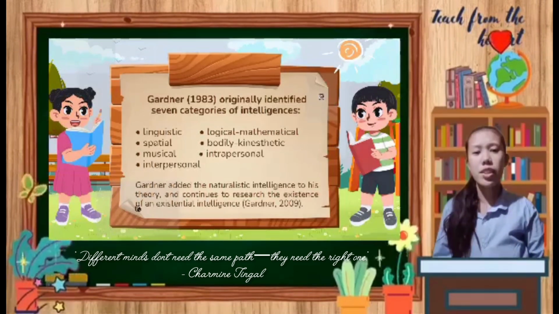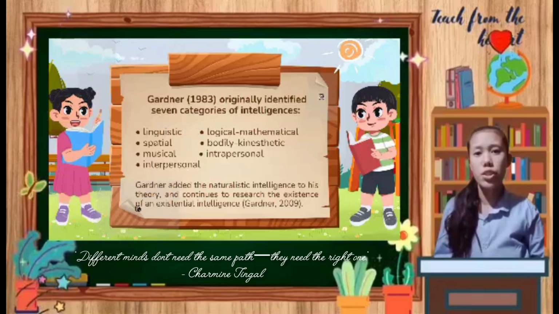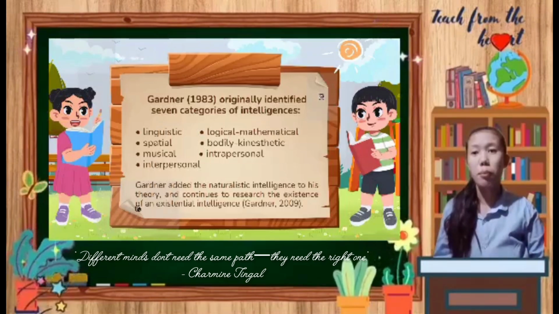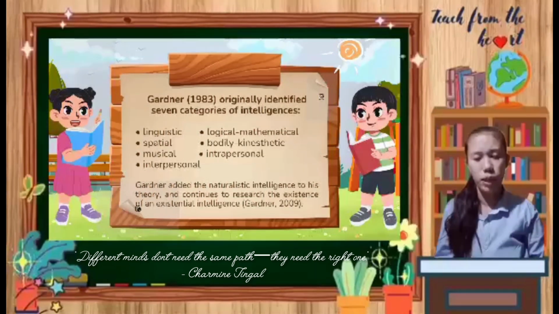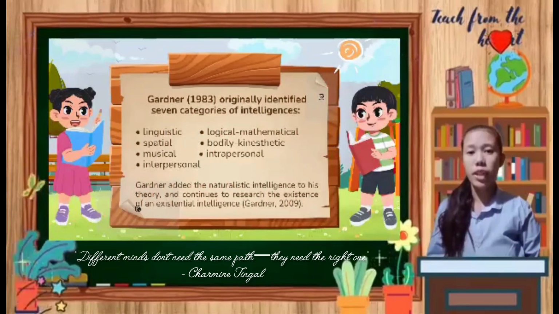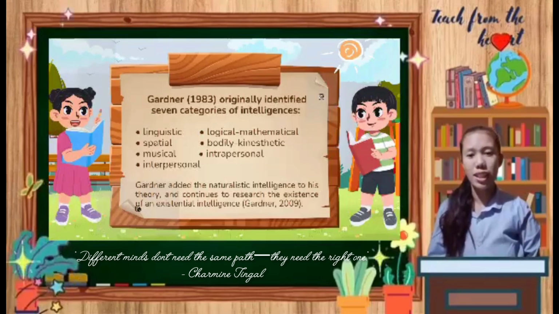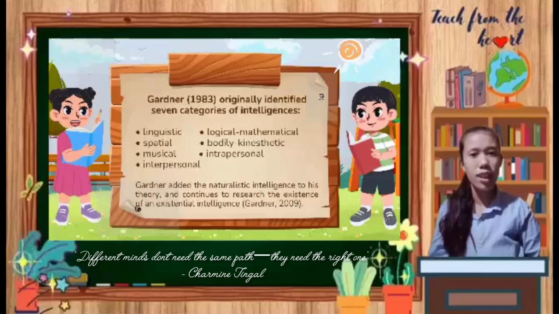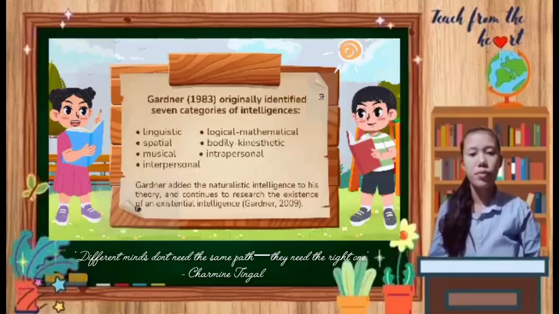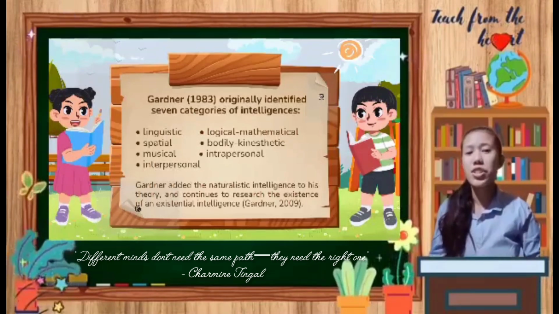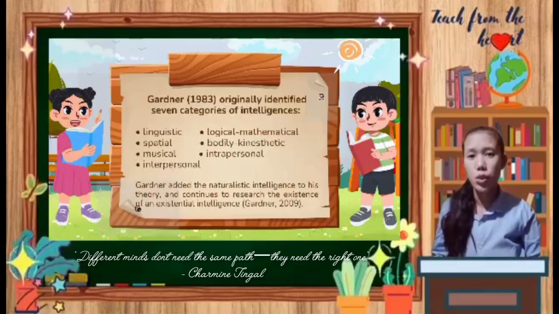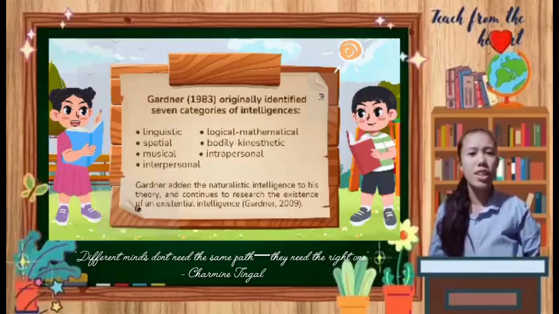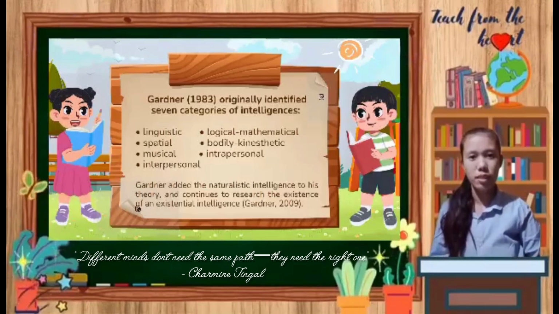Later on, Gardner added an eighth intelligence called naturalistic intelligence, which is being good at understanding nature, like plants, animals, and the environment. He is also studying a possible ninth intelligence called existential intelligence, which is about thinking deeply about the big life questions, like the meaning of life and death. So by using this theory, teachers can create lessons that match students' different strengths. This helps everyone to learn better because they can use their own ways of being smart.